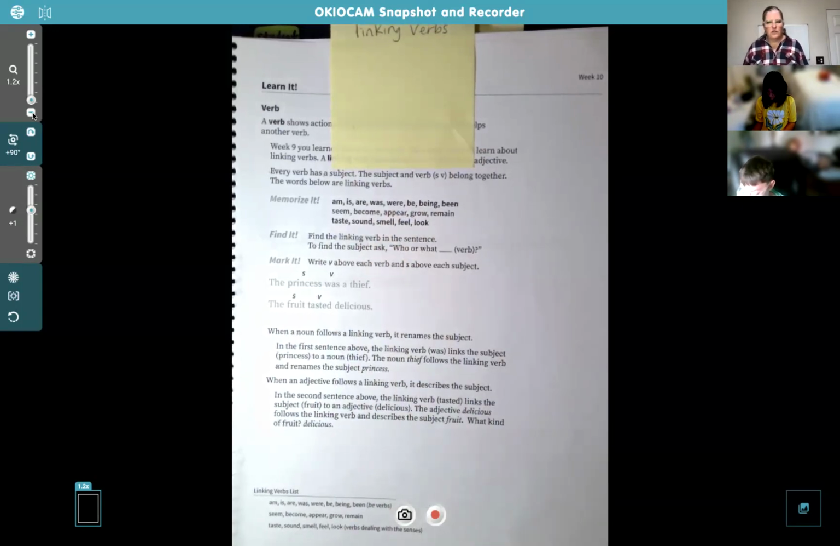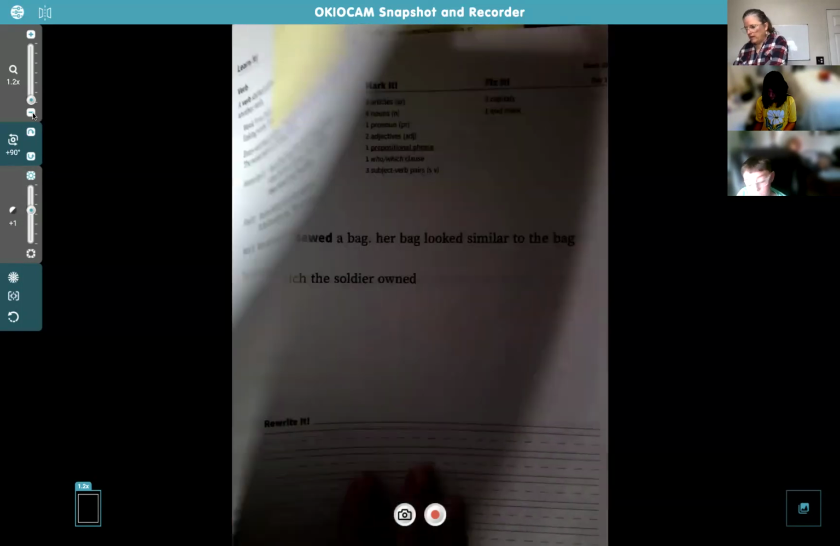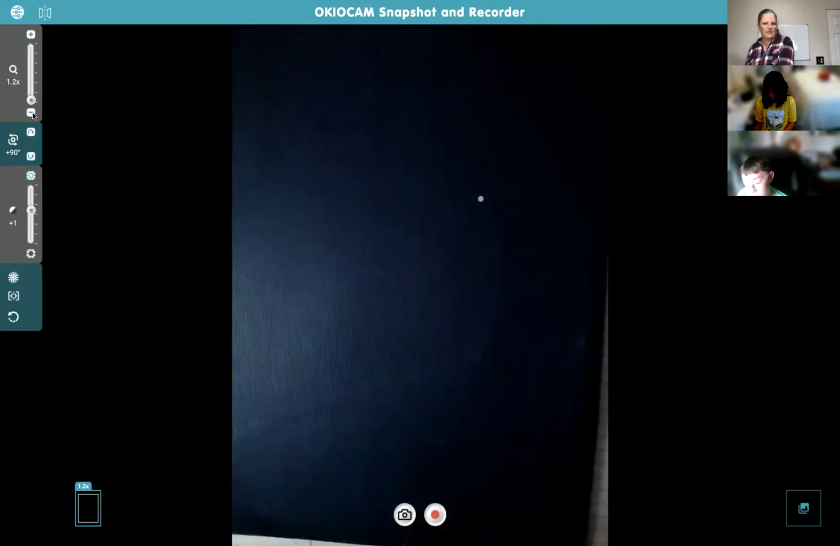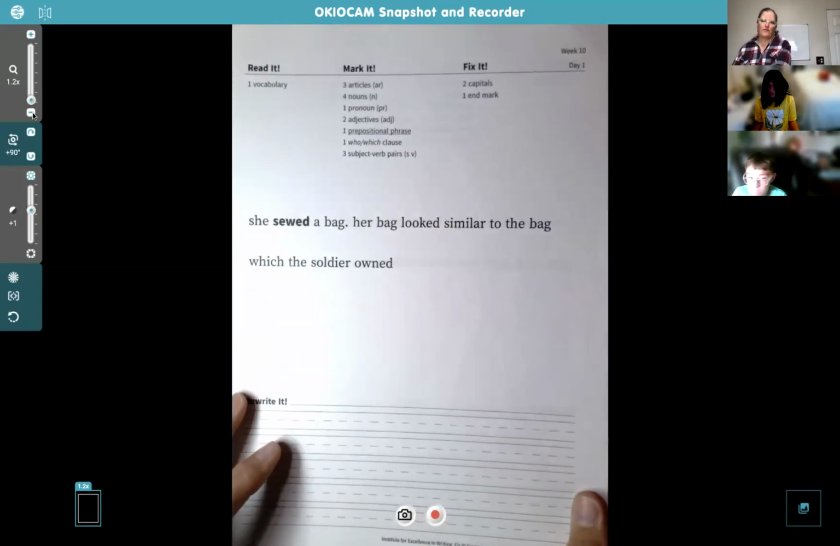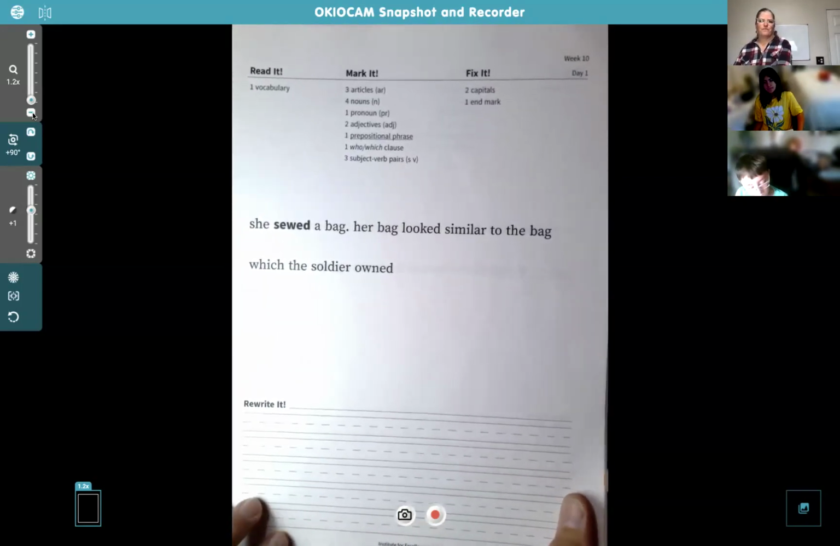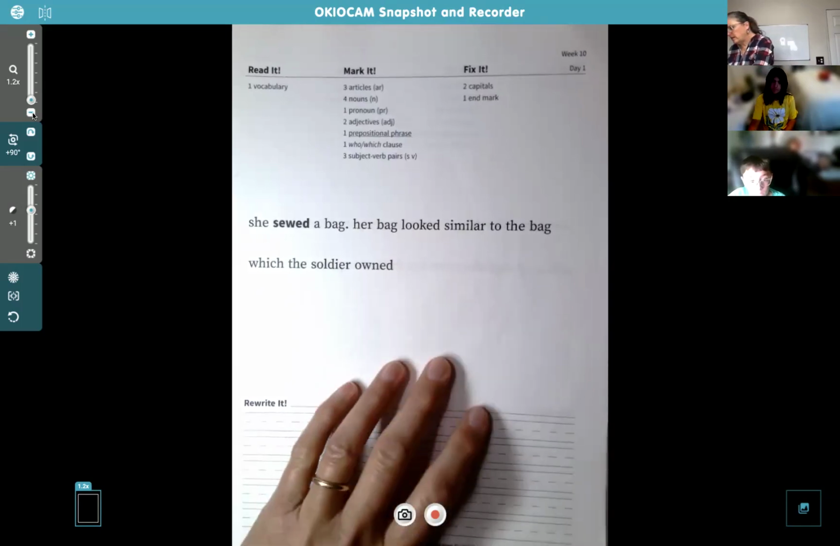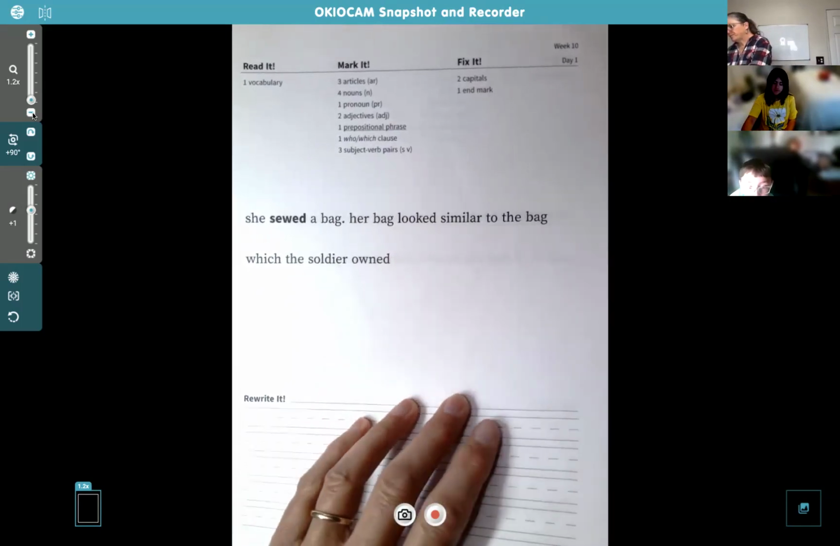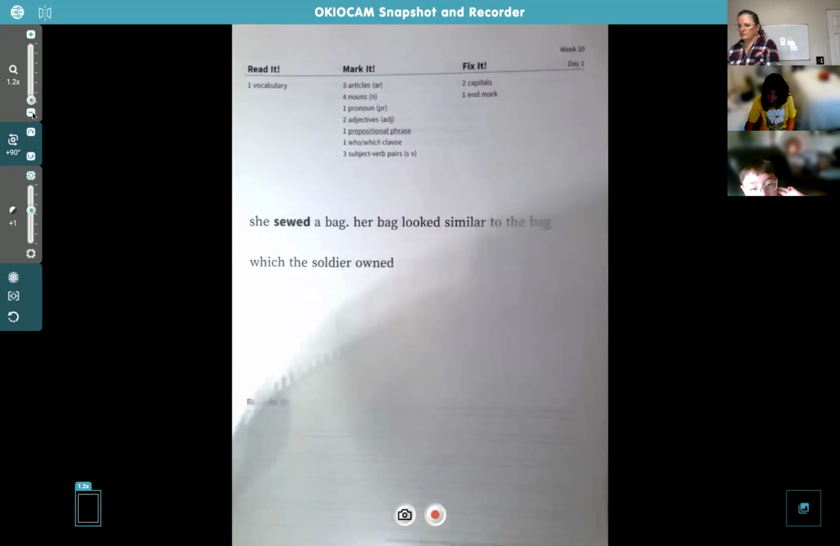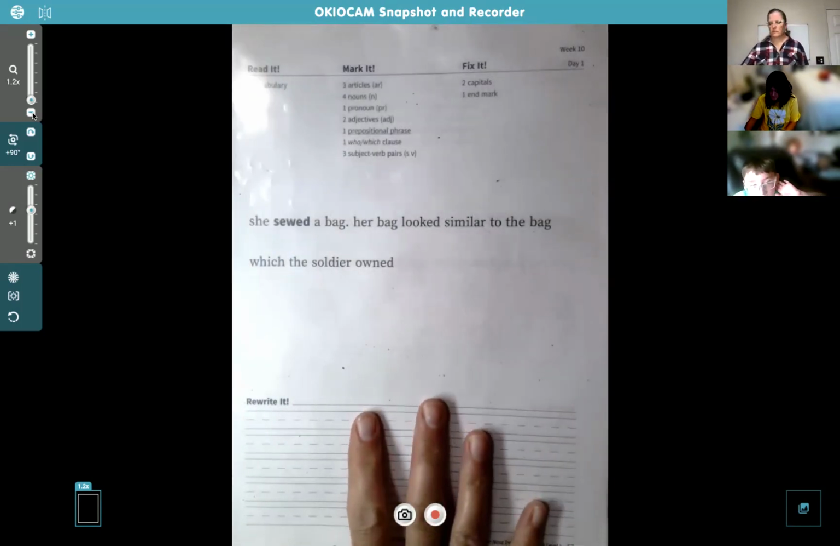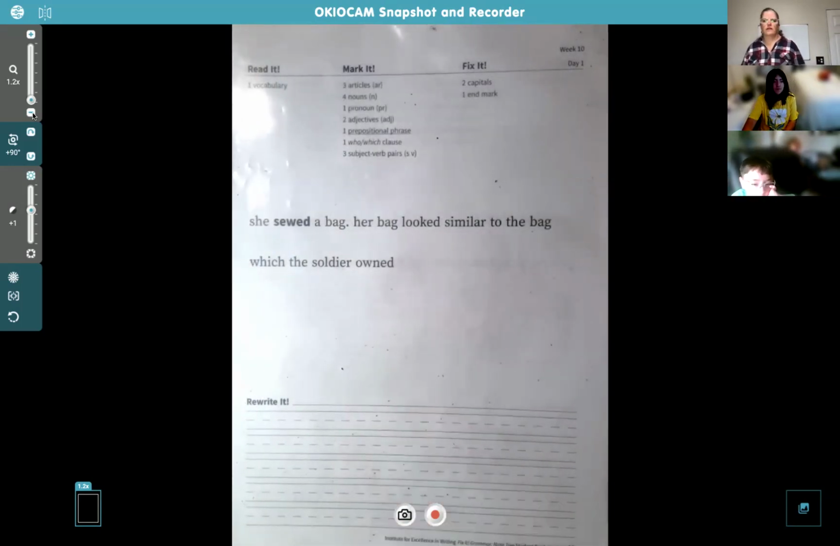So that's for you to look back on if you need it. There's a little bit, oh, there isn't anymore. Go to page 57. I thought there was more on 56, but there's not. 57. All right, Amber, I'm going to have you read this sentence today. She sewed a bag. Her bag looked similar to the bag which the soldier owned. Good. Sewed. Do you know what that means, Amber?